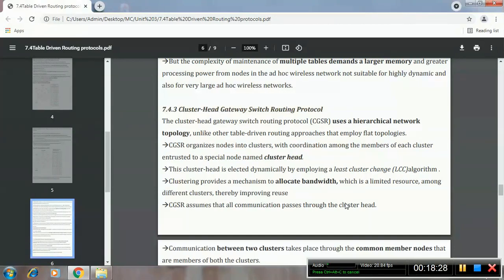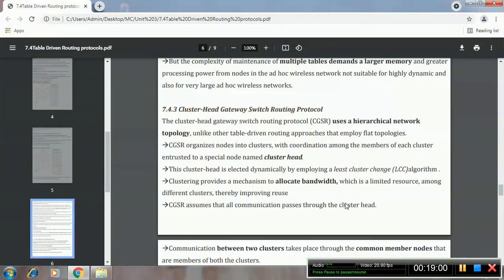CGSR organizes nodes into clusters, with coordination among the members of each cluster entrusted to a special node named the cluster head. So in the cluster, all the nodes present have mutual communication coordination through a special node named the cluster head.